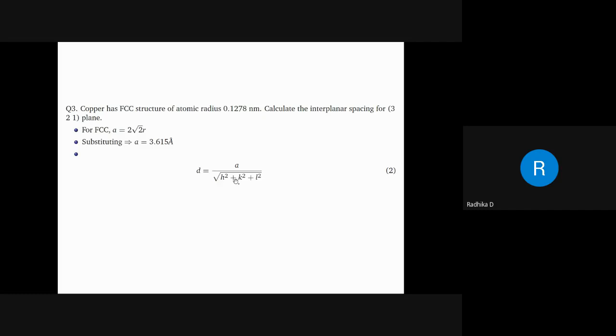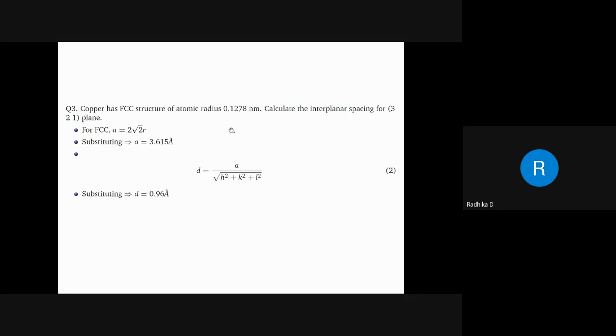You know the expression for d. d is equal to a divided by square root of h square plus k square plus l square. Again the same. Substitute for this a, 3.615 angstrom. And then square root of, what is your h now? h is 3, k is 2, and l is 1. So square root of 3 square plus 2 square plus 1 square. Once again the same, square root of 14. So 3.615 angstrom divided by square root of 14, you will get the value 0.96 angstrom. This should be your final value.